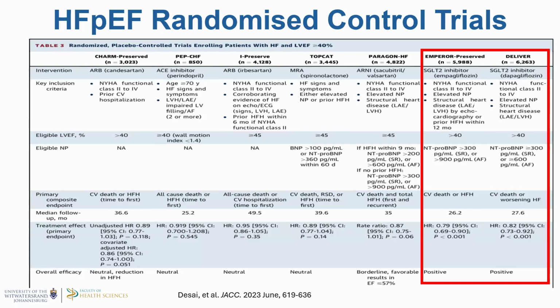So the EMPEROR-Preserved trial, which was published in the New England Journal in 2021, tested empagliflozin, and it managed to meet its primary endpoint, which is to reduce cardiovascular death and heart failure hospitalization. Similarly, in the same class of drug, dapagliflozin in the DELIVER trial in 2022 managed to meet its primary endpoint, which is to reduce cardiovascular death or worsening of heart failure.